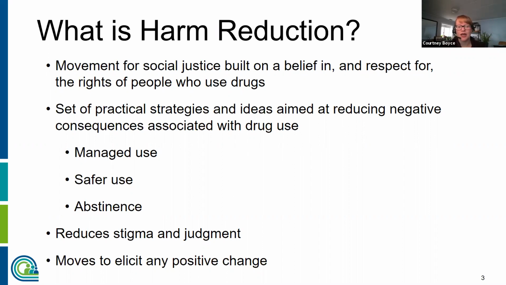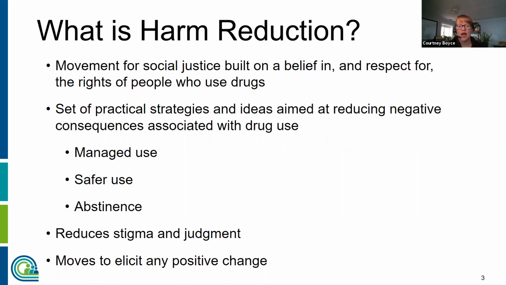Really what harm reduction helps do is it helps reduce stigma and judgment for the individual that is experiencing a substance use disorder. It is embracing that individual within a larger community context and a coordinated system of care. And it moves to elicit any form of positive change for that person. So when we're looking at any positive change, it's any circumstance where the harms associated with drug use are lessened.